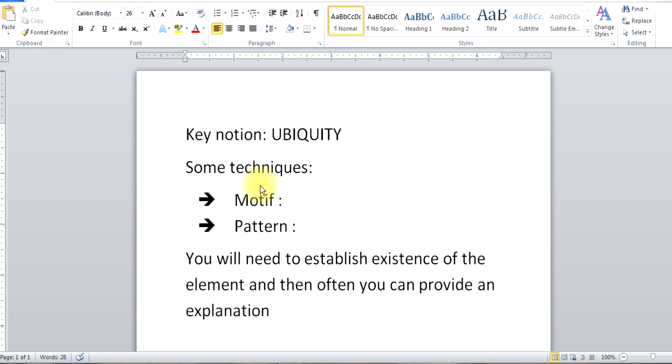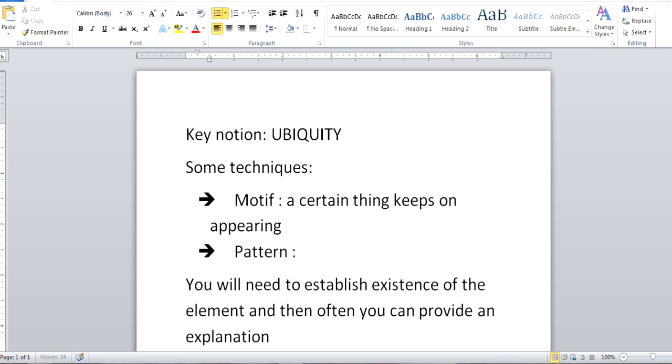Alright? So when you have motif, you notice a certain element, thing, that keeps on appearing in your topic or research. You keep on noticing this word or this event or this person or this element, this thing, whatever it is, just keeps on showing up as you learn more and more about your topic. And pattern. So here we're talking about just one thing.